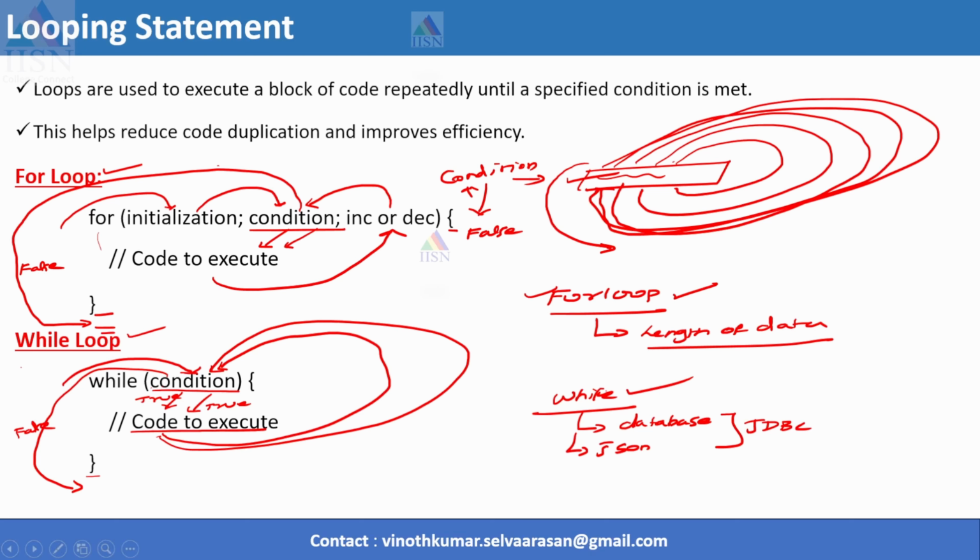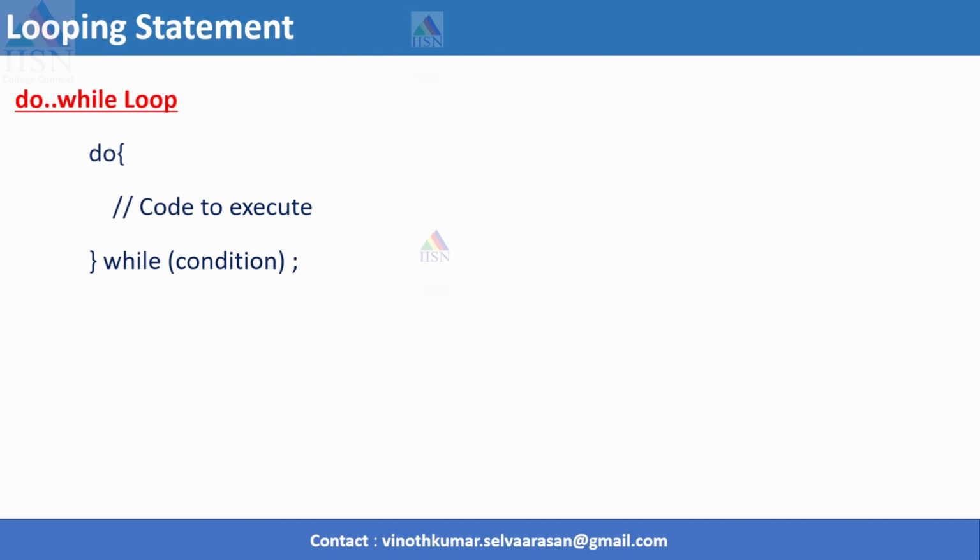So, hope you understand what a for loop is, what a while loop is, and when to use each. Then we proceed to the next looping statement. The next looping statement we have here is do while.